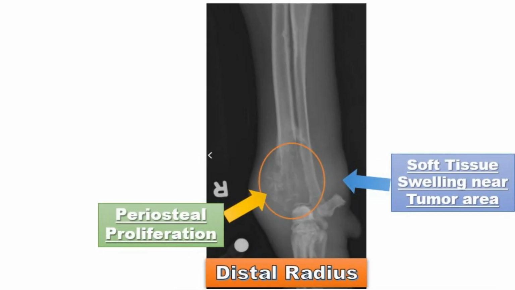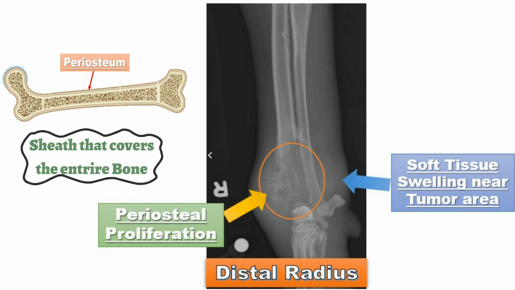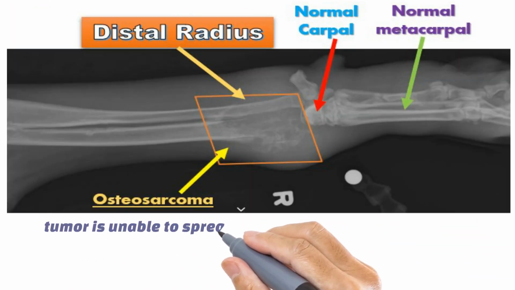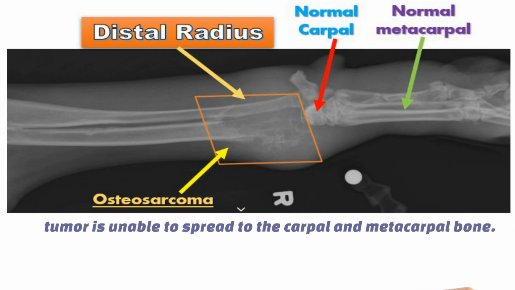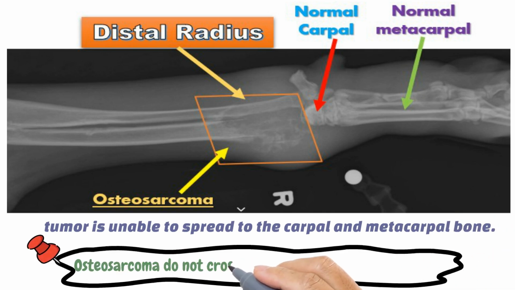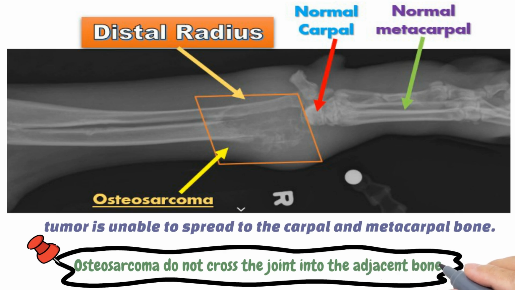The blue arrow denotes the soft tissue swelling near the tumor area. The yellow arrow denotes the periosteal proliferation. Periosteum means the sheath that covers the bone. From the radiograph, you can say that the tumor is unable to spread to the carpus and metacarpal bones. So remember, osteosarcoma does not cross the joint into the adjacent bone.